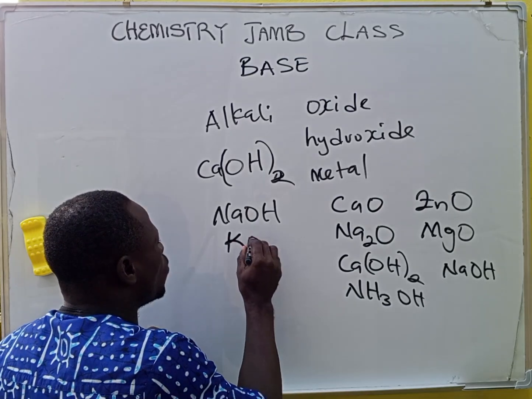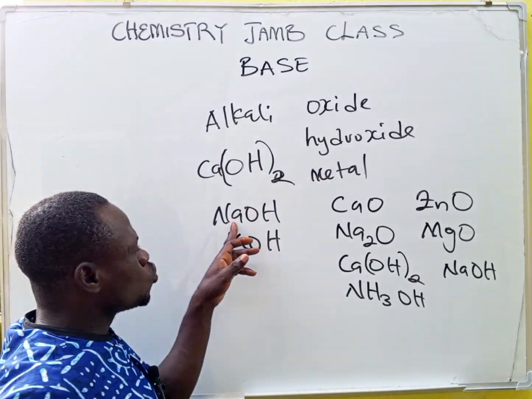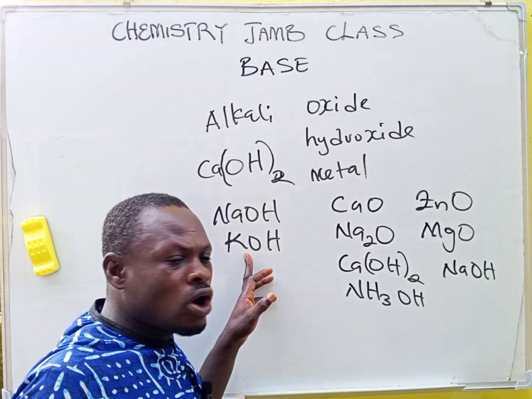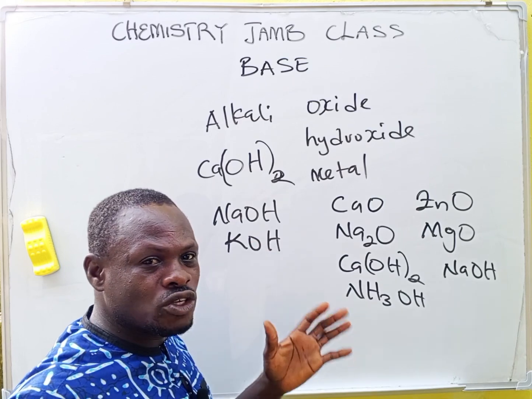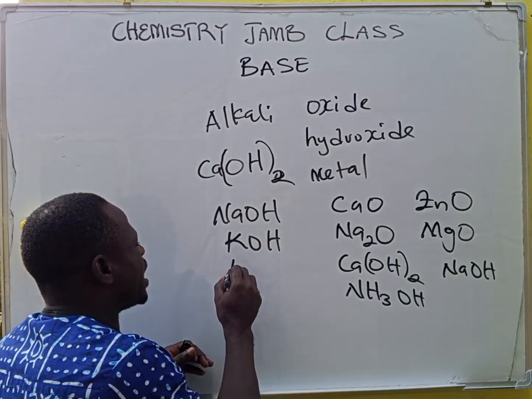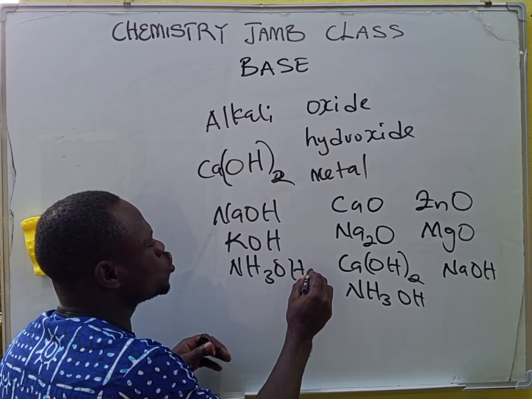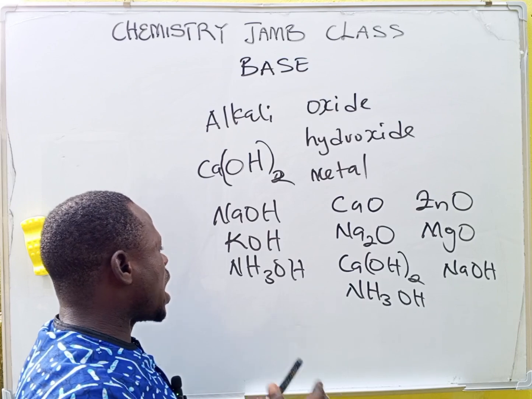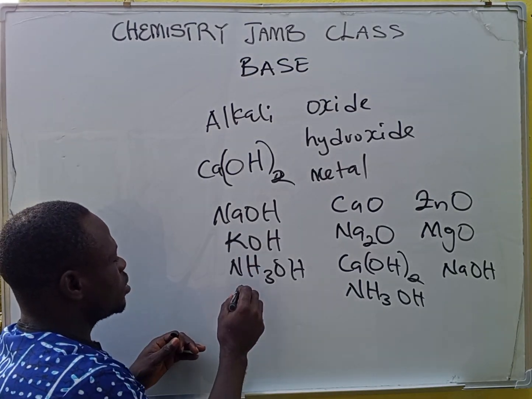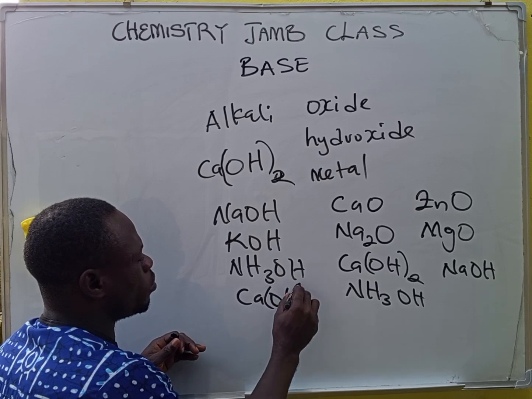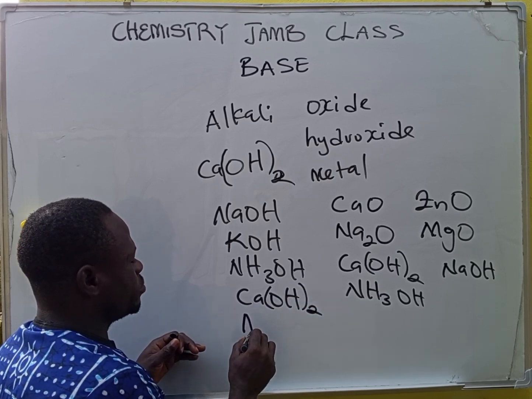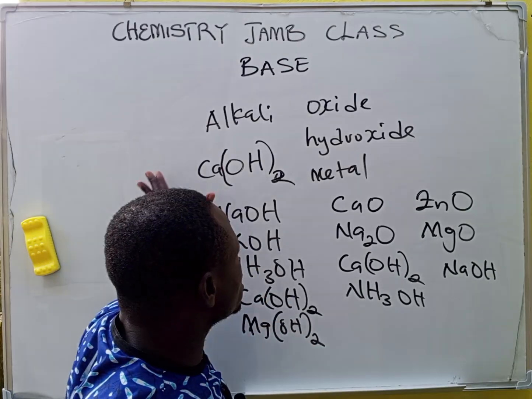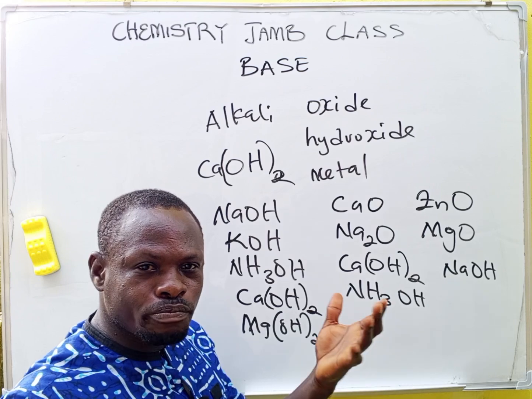We also have KOH. You can see that Na is in group 1. K is in group 1. So they are all group 1 metal hydroxides, which are very, very soluble. So they are referred to as alkali. Even NH4OH is very, very soluble. Do you get that? It's a soluble alkali. But the ones of higher metals like calcium hydroxide are not too soluble. Mg(OH)2, they are not too soluble. So if you see this kind of thing, you should be able to identify what a base and what an alkali is.